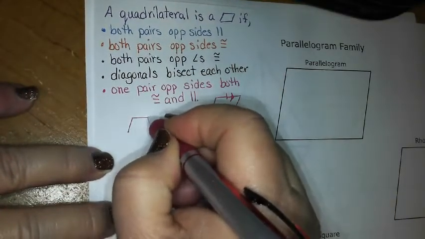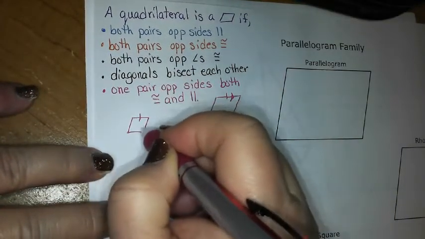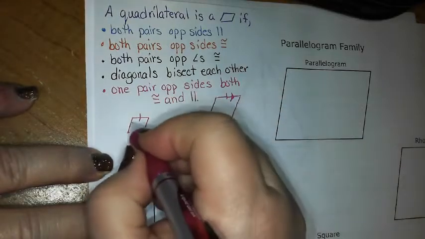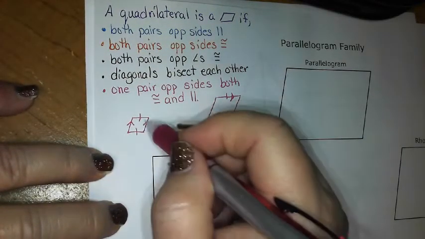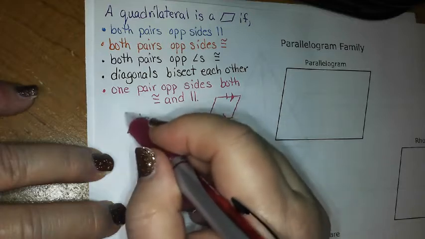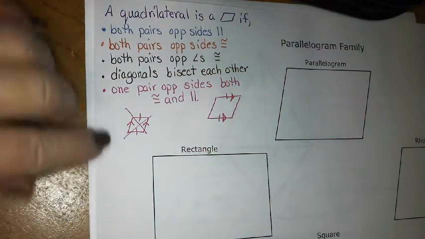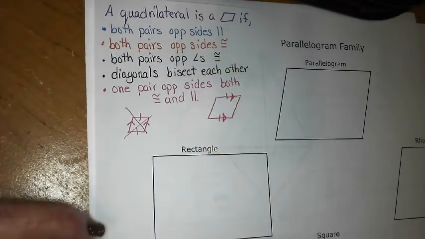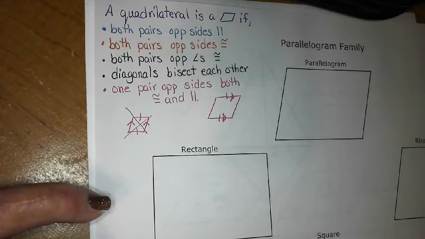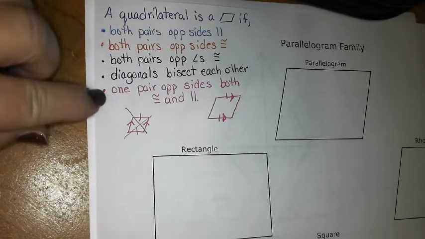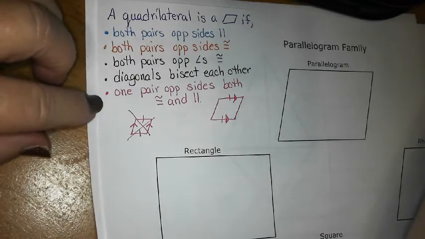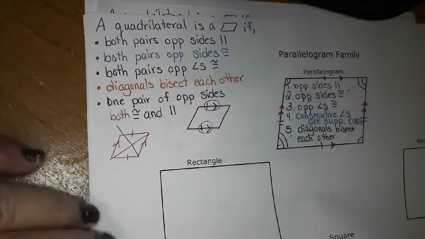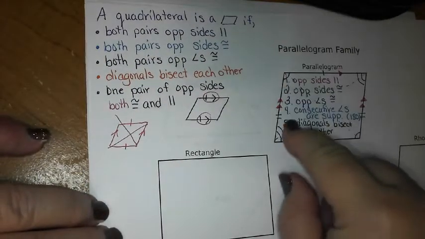Sometimes you'll see a picture that looks like this. It'll have one pair of opposite sides congruent and a different pair of sides parallel. That is not enough information to make this a parallelogram. That picture could be a trapezoid, so we don't know for sure that it's a parallelogram. So this is the one that's different, so you want to pay close attention to it. The other 4 come straight from this list right here.